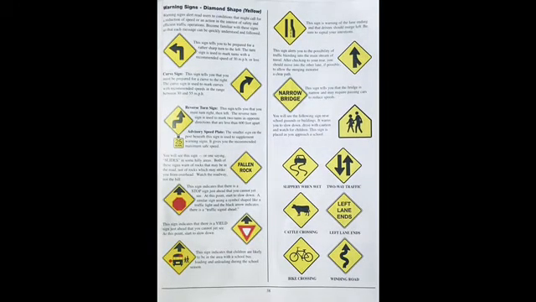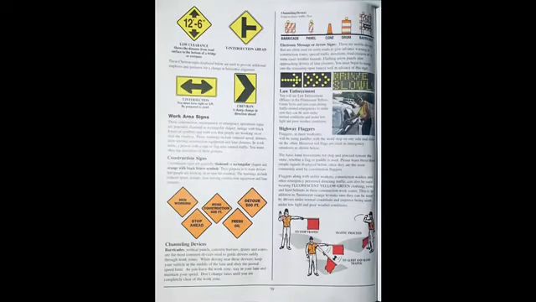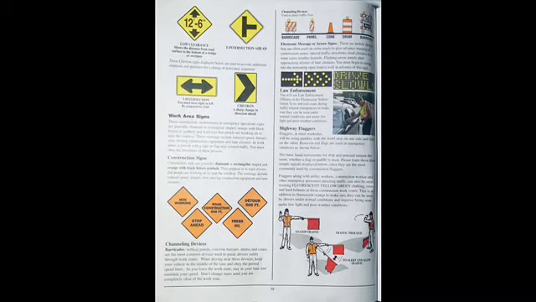Slippery when wet. Two-way traffic. Cattle crossing. Left lane ends. Bike crossing. Winding road. Low clearance shows the distance from road surface to the bottom of a bridge or overpass.